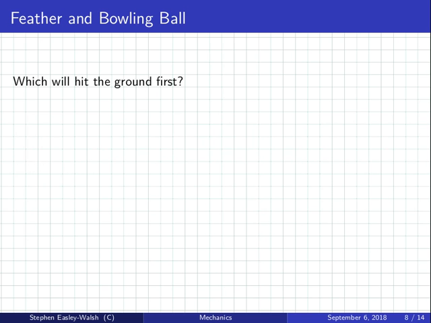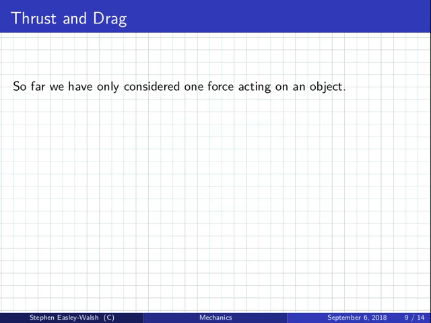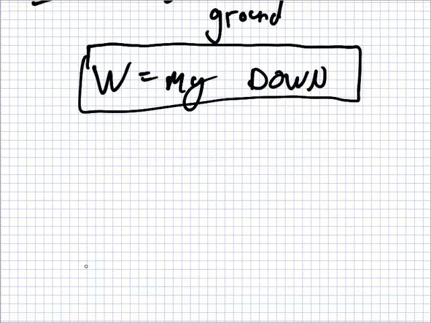Right. Now, which will hit the ground first? Which will hit the ground first? You do know it. A bowling ball. Bowling ball, yeah. But there's a small problem with this. If the ball hits the ground first. Okay, so let's have a look why I say there's a small problem.